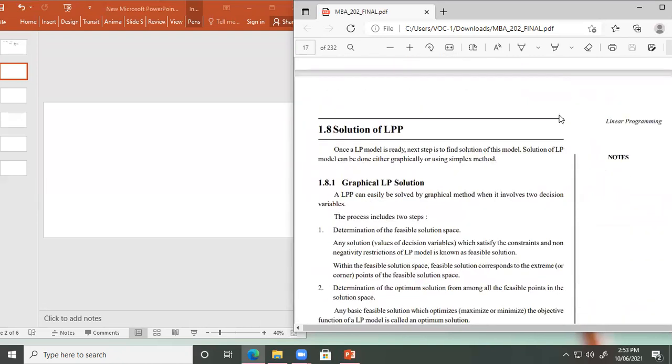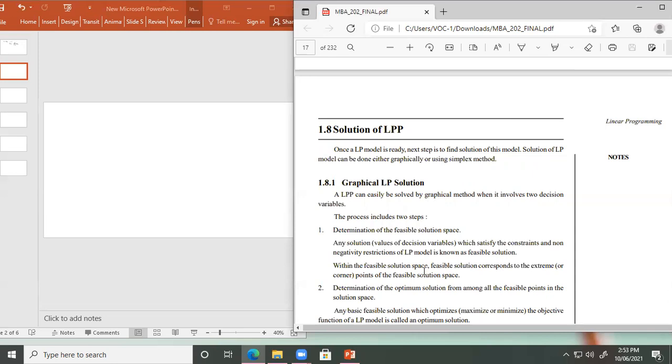So next we will see the solution of linear programming. Once our LP model, that is the linear programming model, is ready, the next step is to find the solution of this model. The solution of a linear programming model can be found either graphically or using the simplex method. So, the graphical linear programming solution: it can easily be solved by the graphical method when it involves two decision variables.